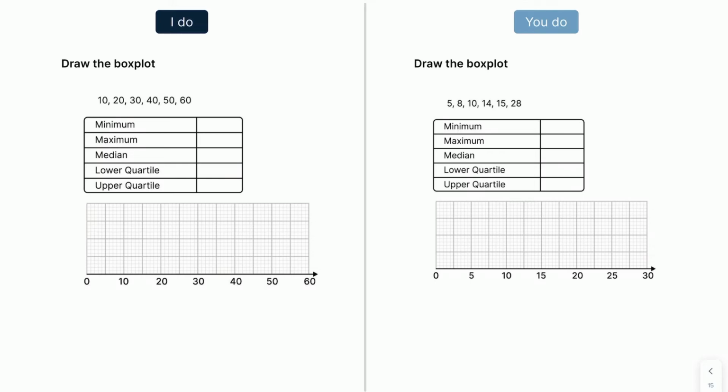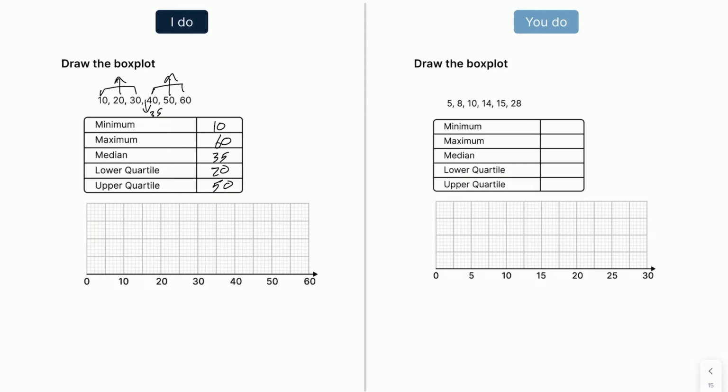So in a case like this, let's start filling it in. So the minimum value is 10, the maximum value is 20. No, not 20, 60. The median is the middle. So in this case, the middle is going to be 35. The lower quartile is the middle of what's left over. So that's going to be 20. And then the middle of what's left over on the right is the upper quartile, so that's 50.